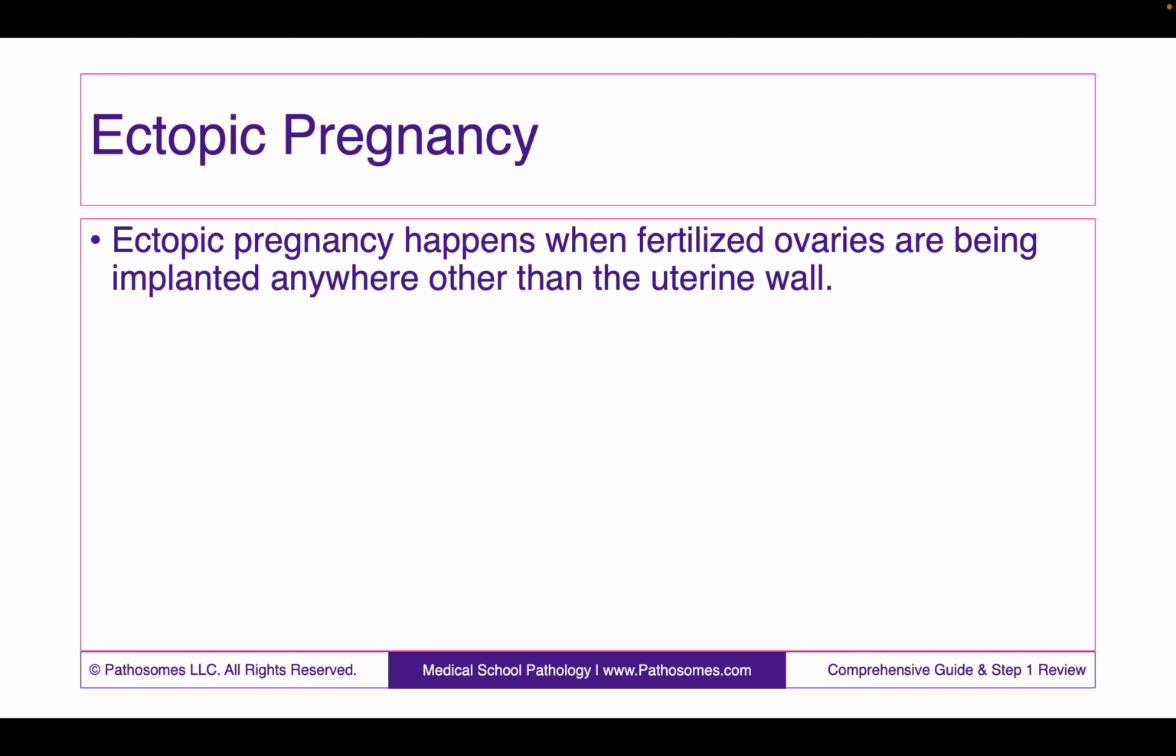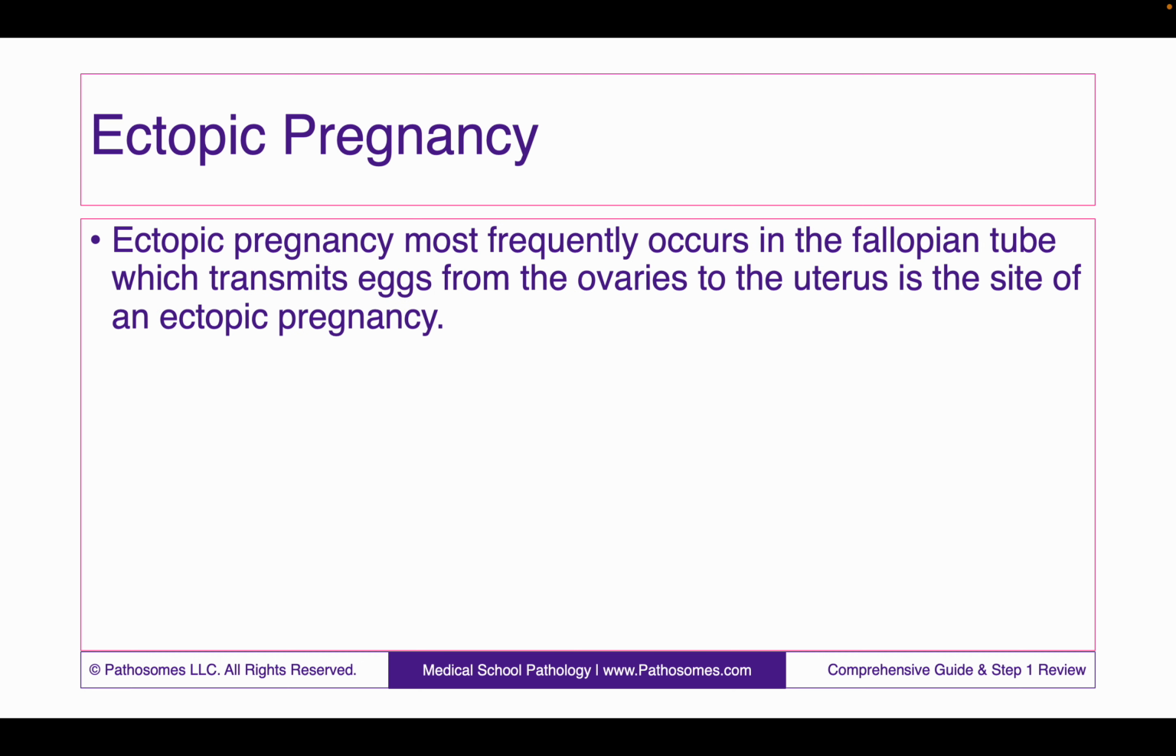An ectopic pregnancy is what happens when the fertilized egg is implanted anywhere other than within the uterine wall. Ectopic pregnancy most frequently occurs in the fallopian tube, which transmits the eggs from the ovaries to the uterus. That's the site where ectopic pregnancies most frequently occur.